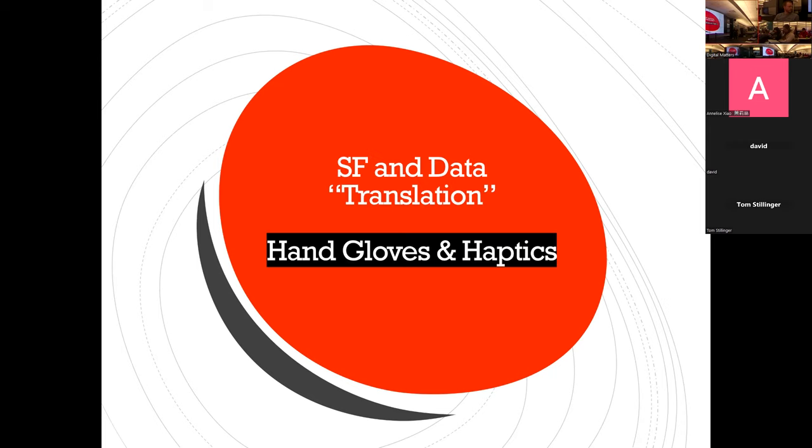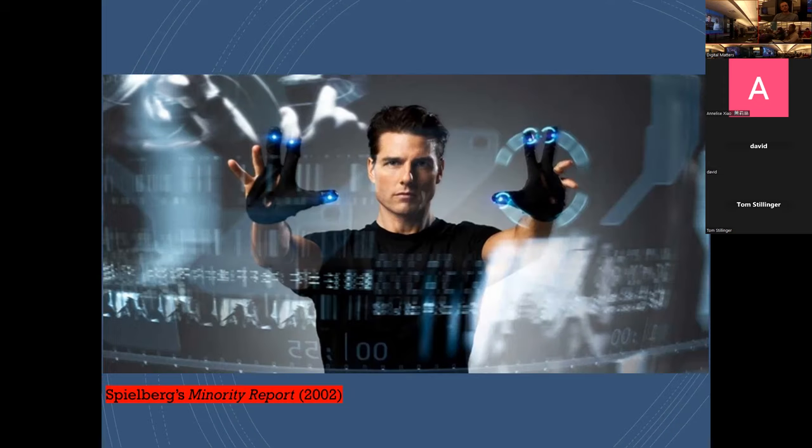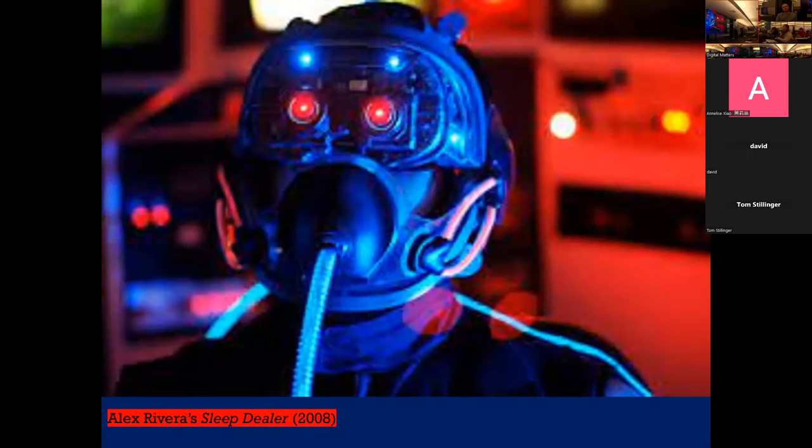Finally, in terms of science fiction, I'll just mention other ways to engage with data, and that is through tactile means, through touch, through haptics. So hand gloves, as we see in Spielberg's Minority Report, and we actually have this today as a controlling mechanism, but not quite yet a popular movement for communicating information. We also see it in the film Sleep Dealer, which we're going to watch in our Literature by the Numbers class.